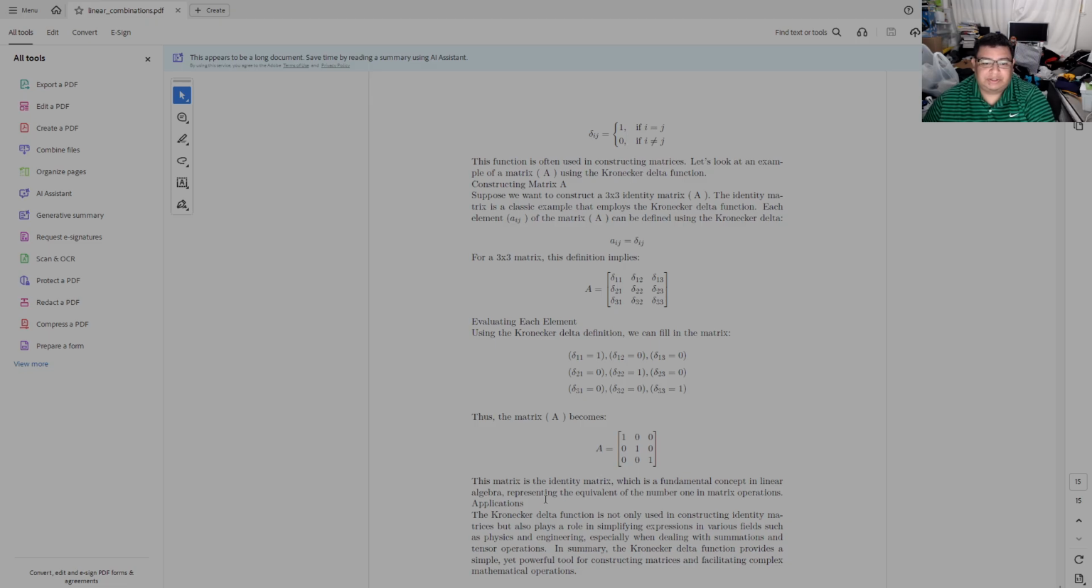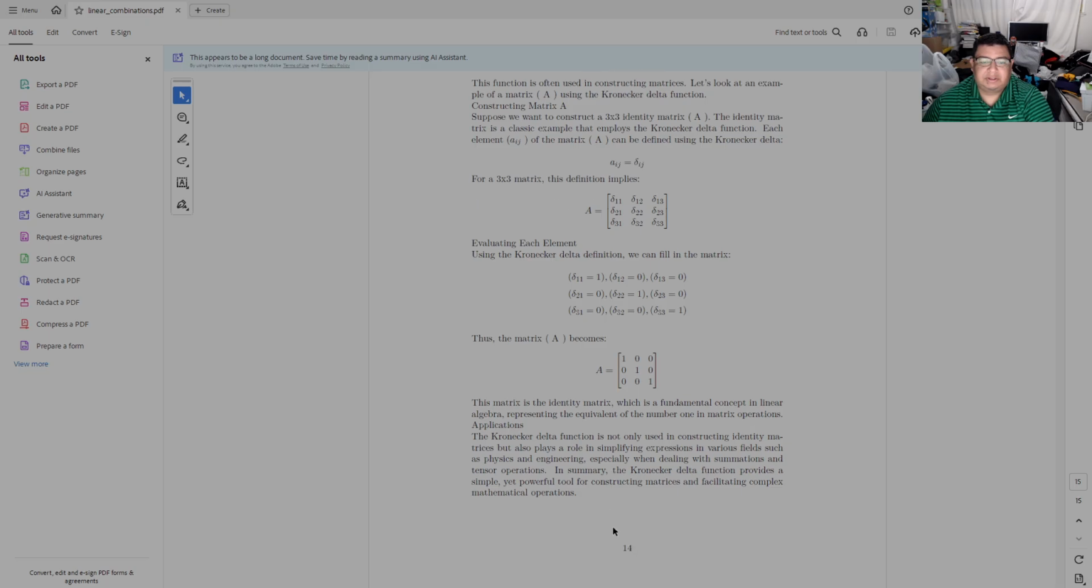Some of the applications of the Kronecker delta are as follows. It is not only used in constructing identity matrices, but also plays a role in simplifying expressions in various fields such as physics and engineering, especially when dealing with summations and tensor operations. In summary, the Kronecker delta function provides a simple yet powerful tool for constructing matrices and facilitating complex mathematical operations.